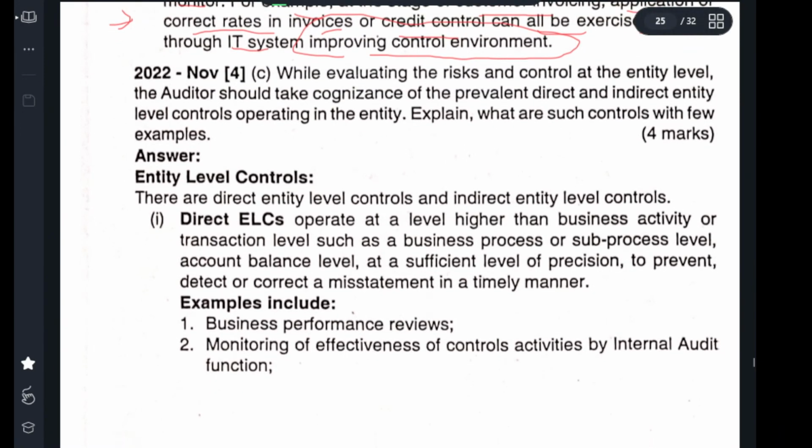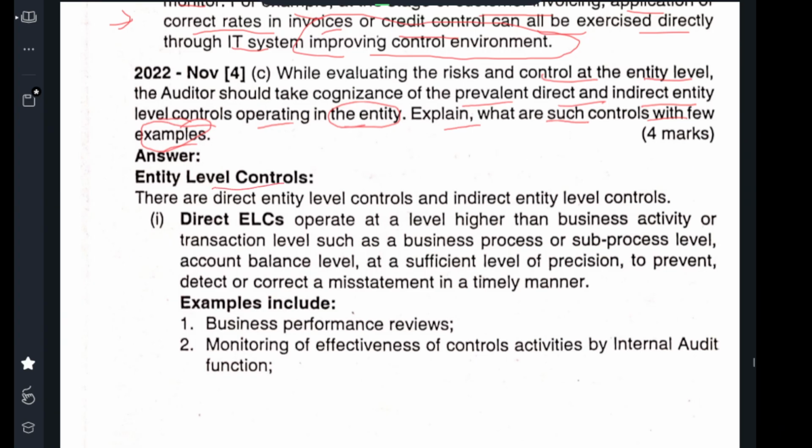While evaluating the risk of control in the entity level, auditors should take cognizance of the relevant direct and indirect entity level controls operating in the entity. Explain what the controls are, with a few examples.